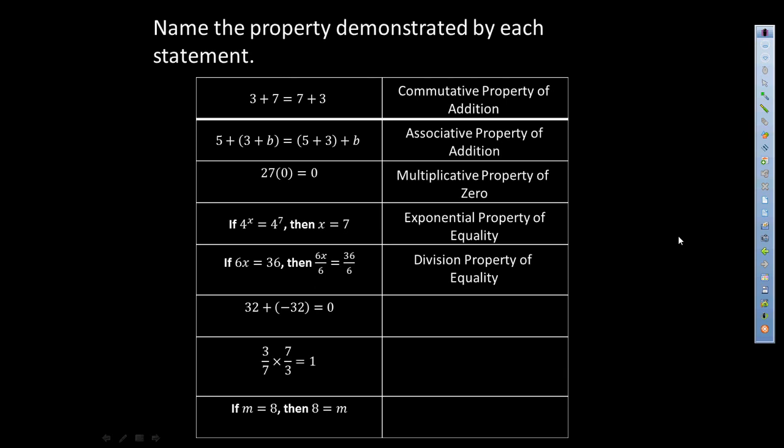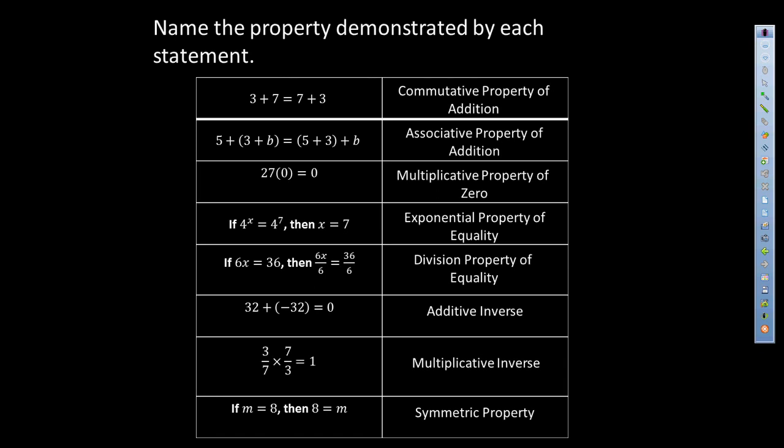And the next one, we have 3/7 multiplied by 7/3 is equal to 1. So notice we're taking two fractions and multiplying them together, and the product is 1. Whenever you have a product of 1 like that with fractions, then we can say that the two fractions are multiplicative inverses of one another. The product of two multiplicative inverses is always 1. And then the last one here, we have, if m is equal to 8, then 8 is equal to m. Basically, we're saying the same thing, just one equation has m in front, the other equation has 8 in front. That's just an example of the symmetric property, equivalent statements.